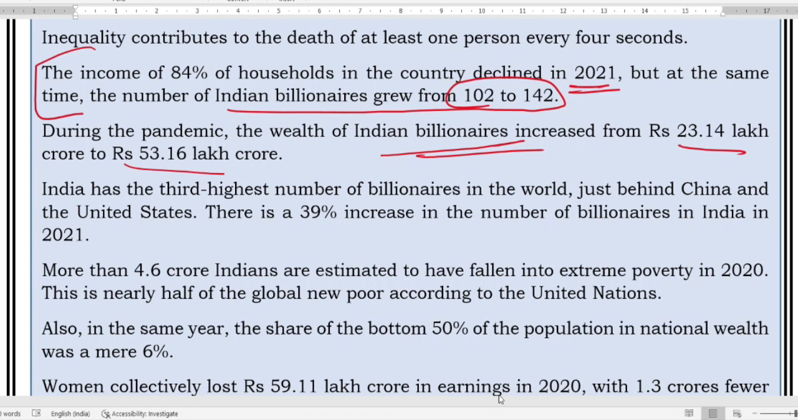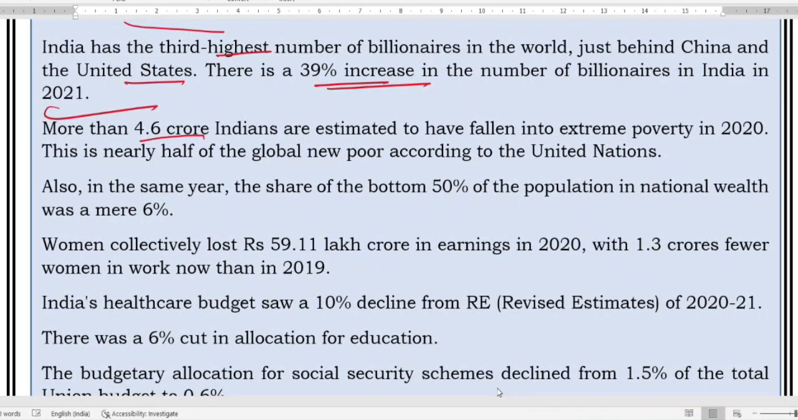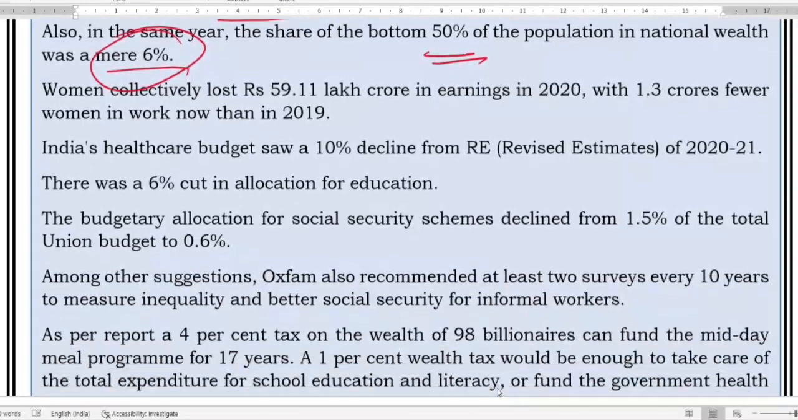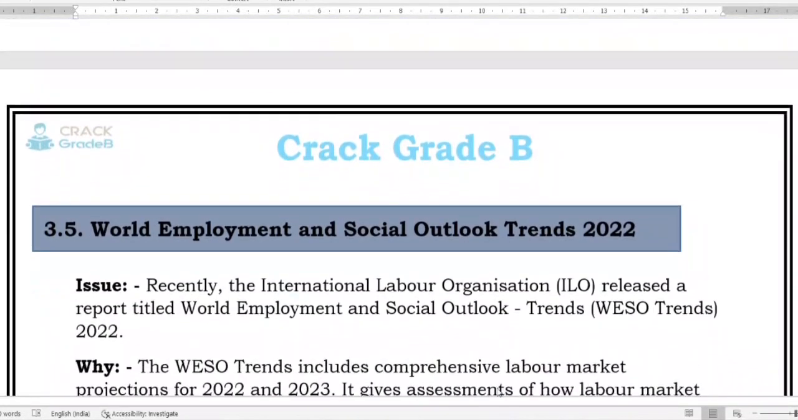Okay. Then India has the third highest number of billionaires in the world, just behind China and the United States. There is a 39% increase in the number of billionaires in India in 2020. Then more than 4.6 crore Indians are estimated to have fallen into extreme poverty in 2020. This is nearly half the global number, according to the United Nations. Also, in the same year, the share of the bottom 50% of the population in the national wealth was merely 6%. Very poor. Okay, so you can go through the data. All the points are important, which are given in our current affairs material.